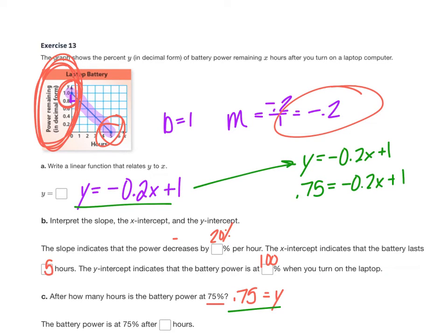So start off by subtracting 1 from each side. That gives us negative 0.25 equals negative 0.2x. And that is 1.25. So x equals 1.25 positive, and that's the number of hours. So just over an hour, 0.25 would be a fourth, right? So 1 1/4 hours is actually 1 hour and 15 minutes, but it wants it in hours, so I can just write 1.25 hours, and I'll be at 75%.